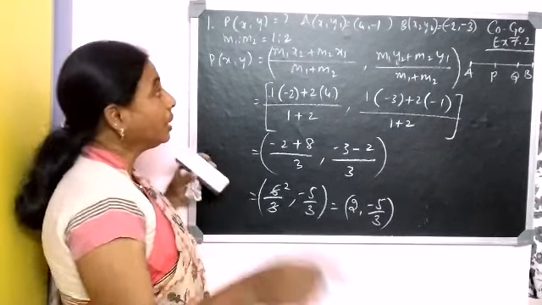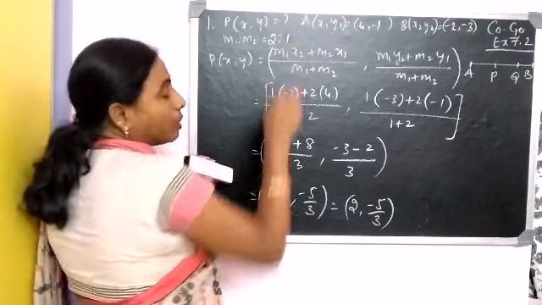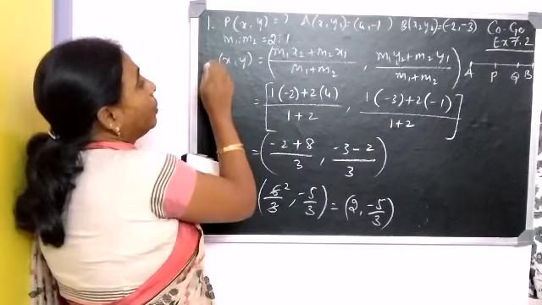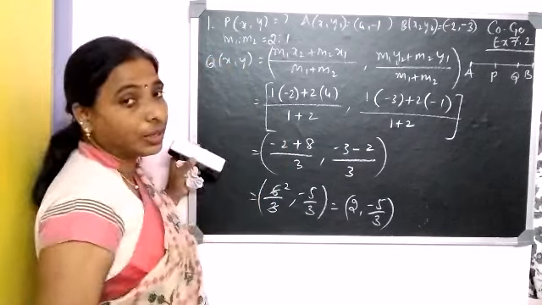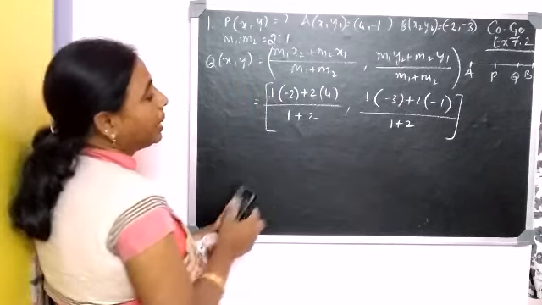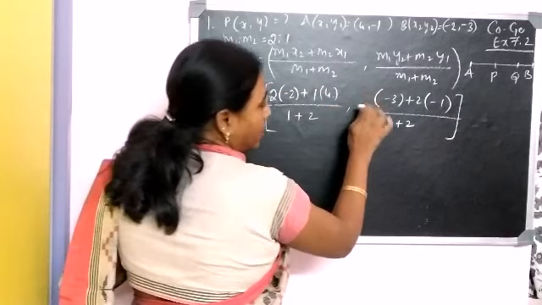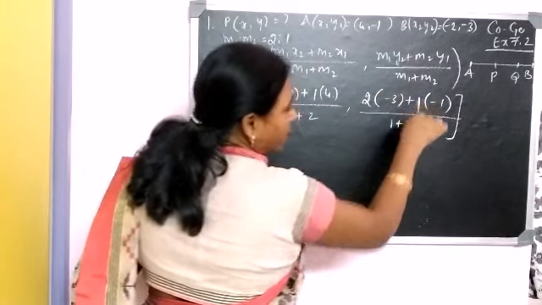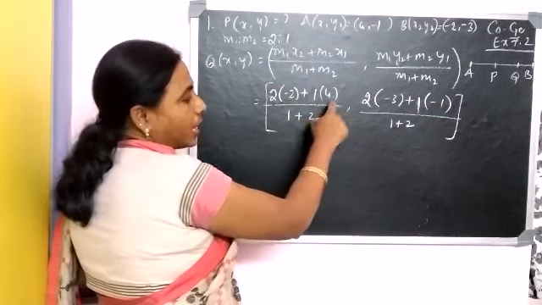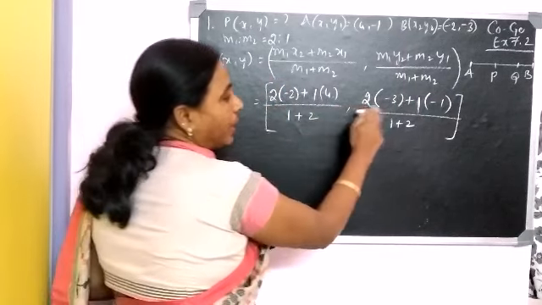Now, if we have to take it as 2:1, since I have finished 1:2, let me take it as Q. I have to find out Q when it is 2:1. So only a slight change will be there: this will become 2 and this will become 1. That's all, because it is the same formula and the same values. This is x2, x1, y2, y1. We just have to change it to 2 and 1, and 2 and 1.